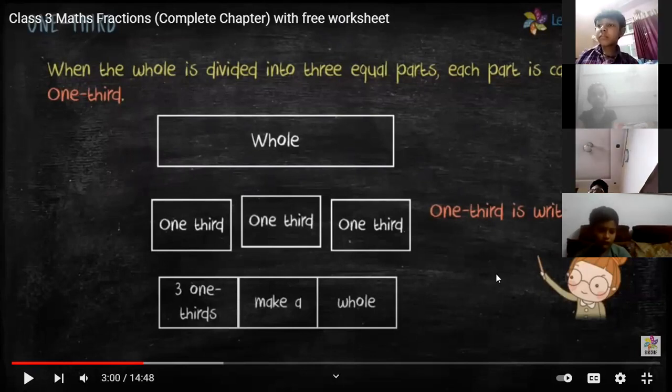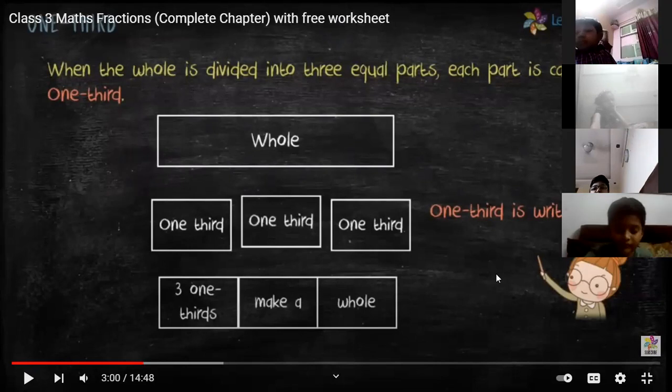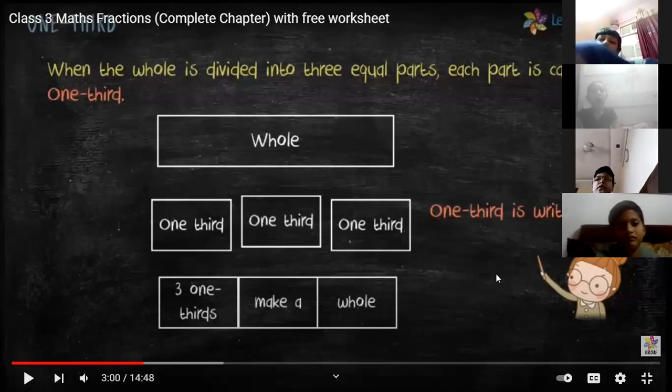So beta, you have to learn this thing that 2 halves make a whole, 3 1/3 make a whole, 4 1/4 make a whole, and so on. You can learn like this also. Clear? It means when we are going to divide a whole into how many parts, we are going to collect all those parts together to make a whole.